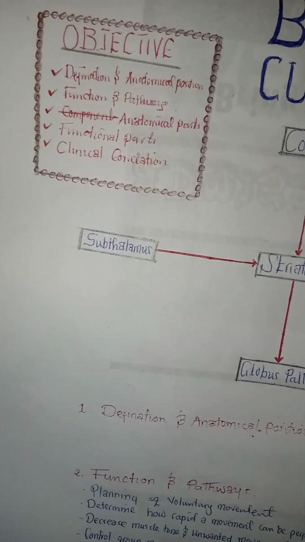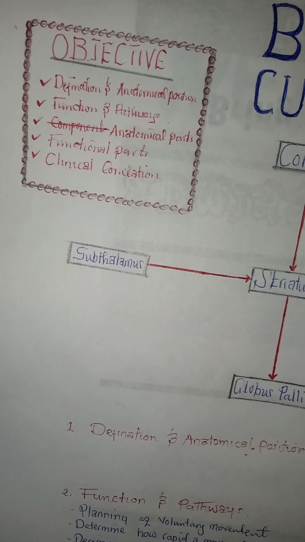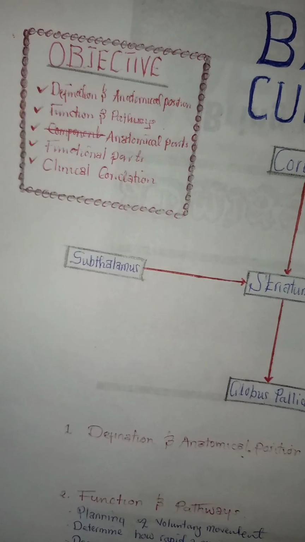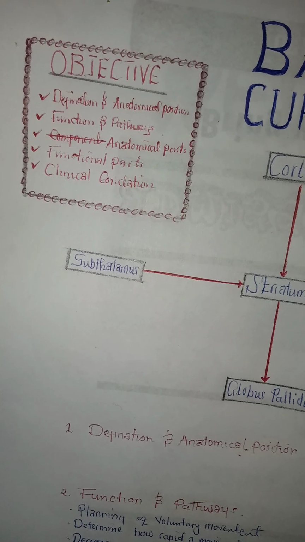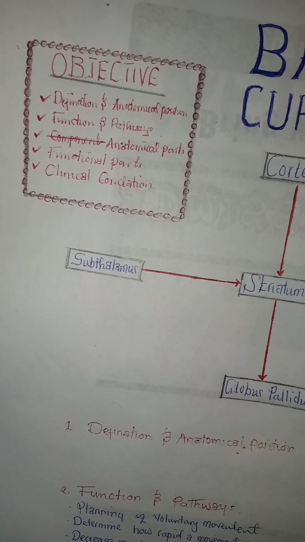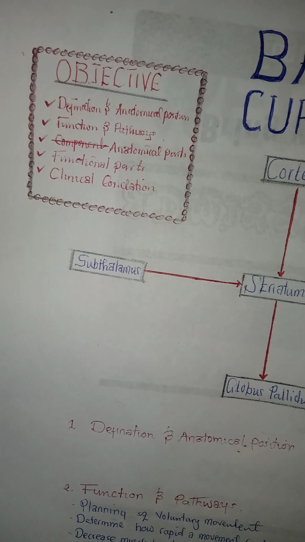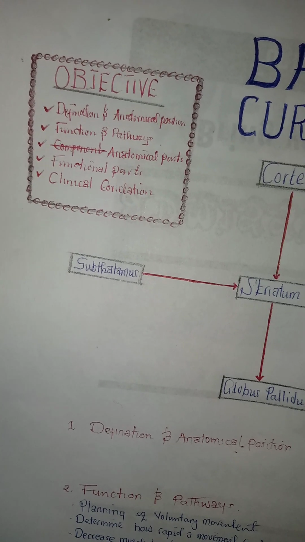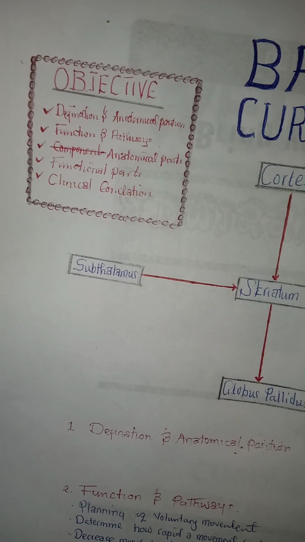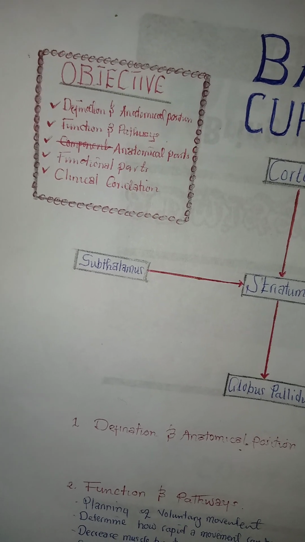Okay, so this will be our objective. We'll talk about definition, anatomic position. We'll talk about the function and pathways of the basal ganglia. We'll talk about anatomical parts of the basal ganglia. We'll talk about the functional parts of the basal ganglia, and we'll finish up by adding clinical correlation toward the end.